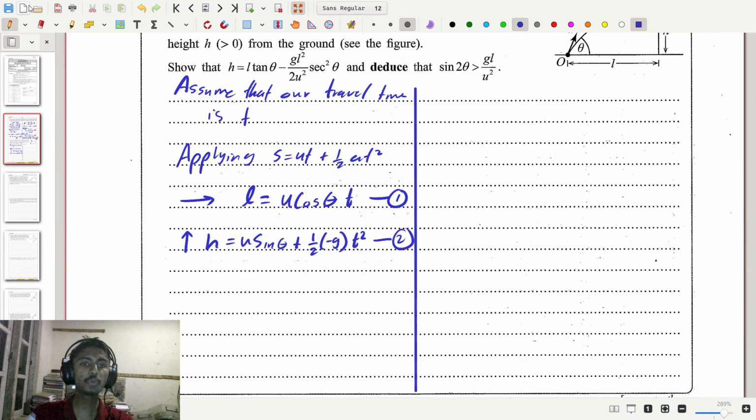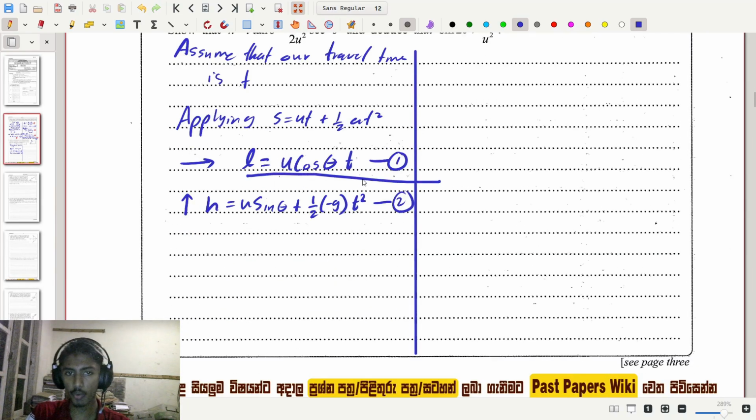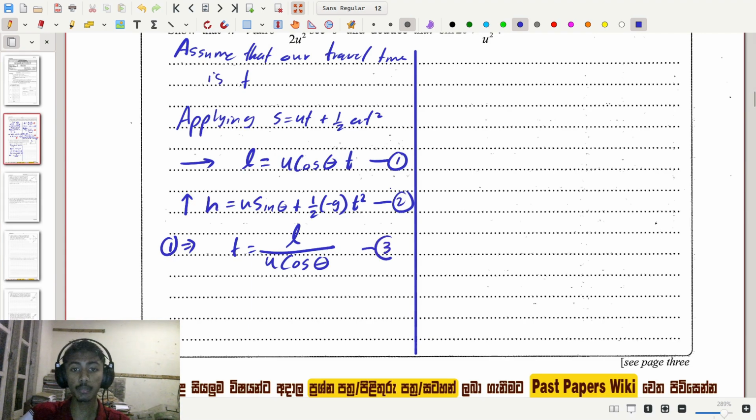Now with this, what we want is an equation for h that does not contain t. As you can see here, this equation for h does not contain t. So for this, what we can do is to take equation number 1 and rearrange it to get t and then substitute every instance of t in our second equation. So taking equation 1, we can rearrange to get t equals, and if we take everything else to the other side, we get L divided by u times cosine of theta. Now what we can do is to take this equation, which I'll call equation number 3, and substitute it into 2.